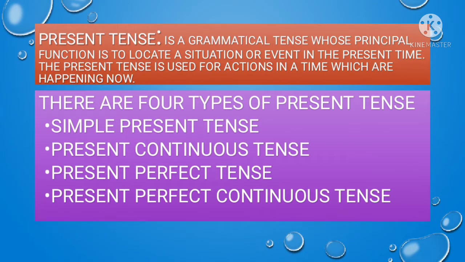First, present tense. Present tense is a grammatical tense whose principal or main function is to locate a situation or event in the present time. The present tense is used for actions which are happening now, at present. There are four types of present tense: simple present tense, present continuous tense, present perfect tense, and present perfect continuous tense.